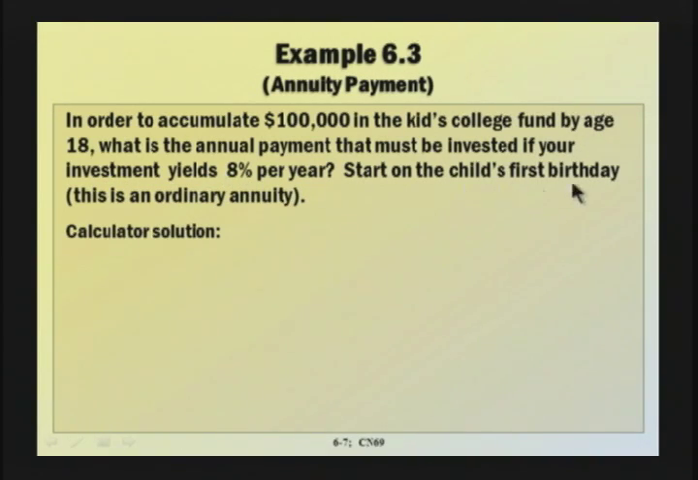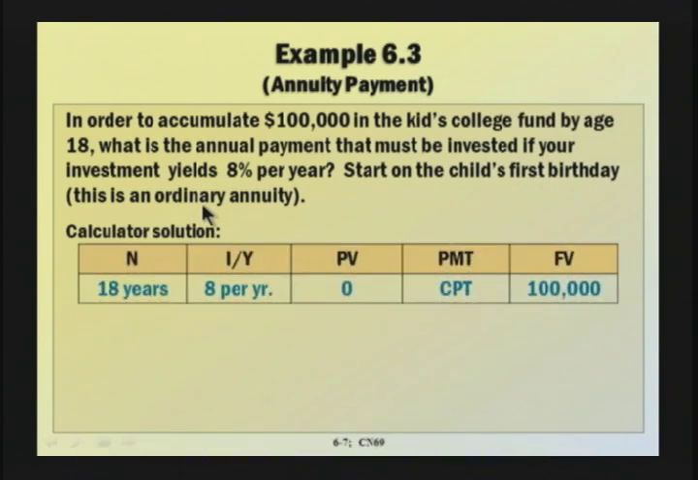Start on the child's first birthday. That simply means you don't invest on the day the child is born. That would be at the beginning of the year. You invest on the child's first birthday. That's the end of the first year. So this is an ordinary annuity. So now you're probably familiar enough that you know N is going to be 18, IY will be 8, and the future value will be $100,000. We'll compute the payment amount.